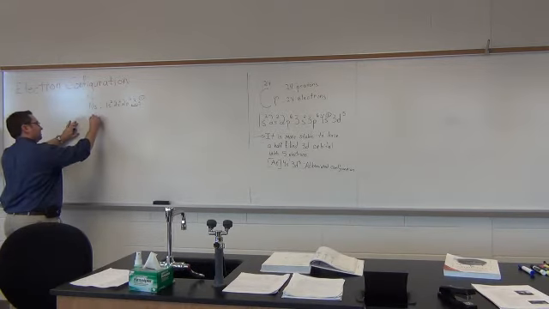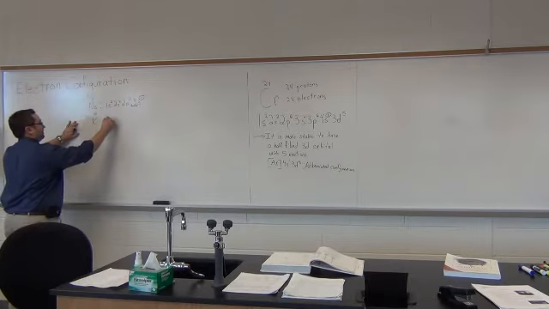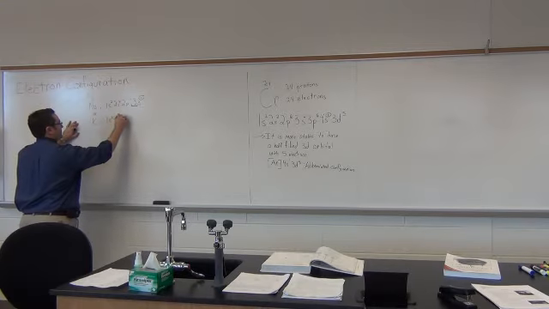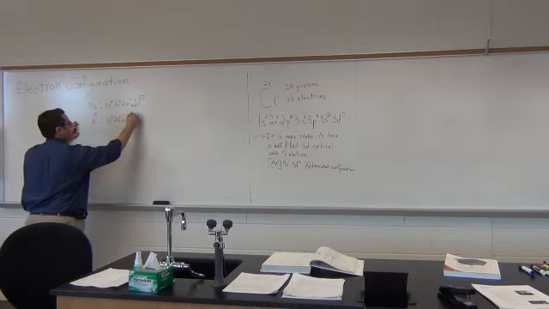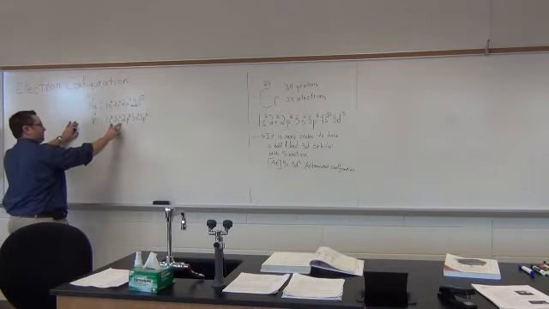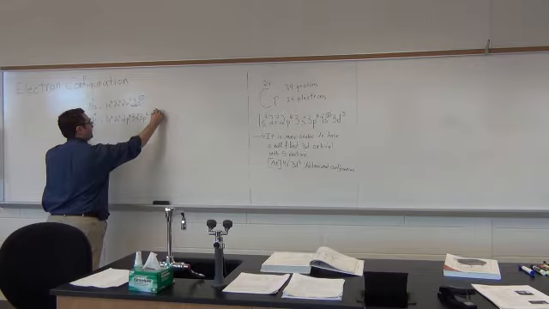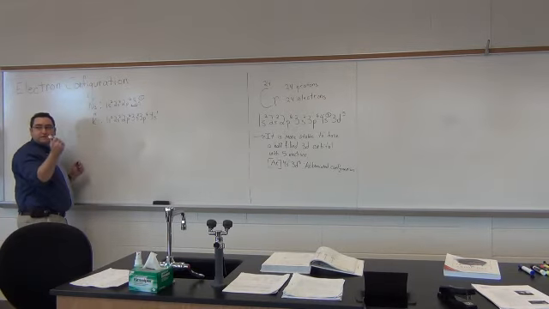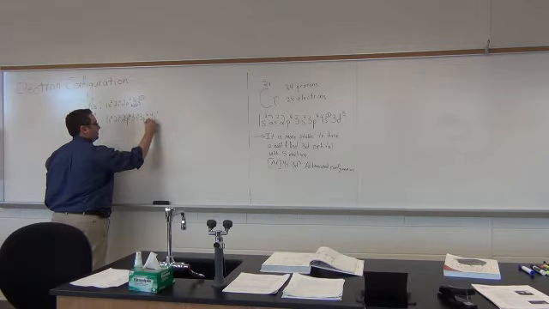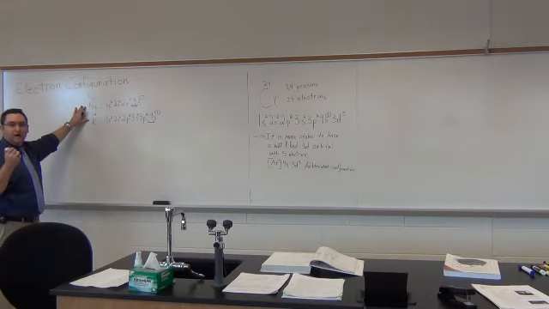Let's do potassium. What's potassium's atomic number? 19. So we have 1s2, 2s2, 2p6, 3s2, 3p6. This gives us 2, 4, 10, 12, 18. We need one more. 4s1. The highest coefficient is 4. Number of valence electrons is 1. And they're both in that same first column.